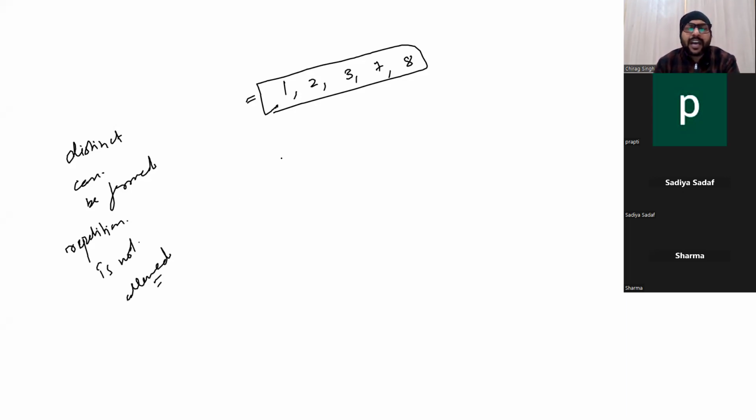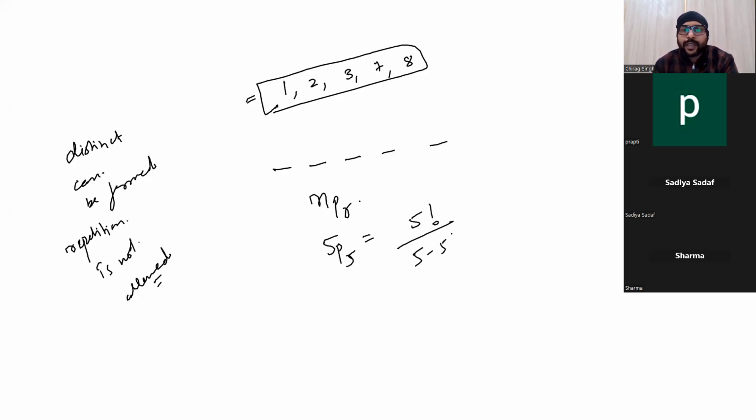First thing, I have been given these five digits, 1, 2, 3, 7, 8, and I have to form five-digit numbers, and the repetition is not allowed. So, which means I have five places. Normally it is nPr, that is 5P5. So 5P5 would be 5 factorial divided by (5 minus 5) factorial. That is nothing but 5 factorial.